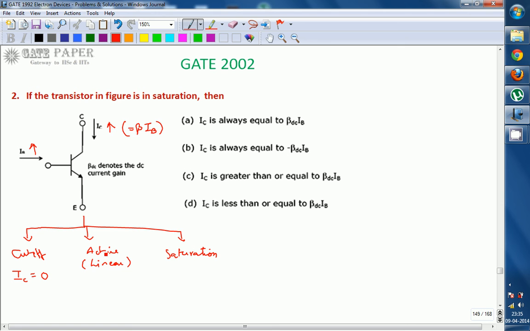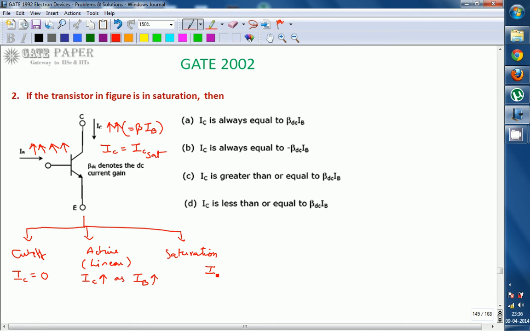So linear means the relation between IC and IB is linear: IC increases as IB increases. That is the linear region. But at one point IC becomes saturated, that is, it reaches IC saturation, and after this point it no longer increases even though you keep increasing IB. That value is treated as IC saturation.